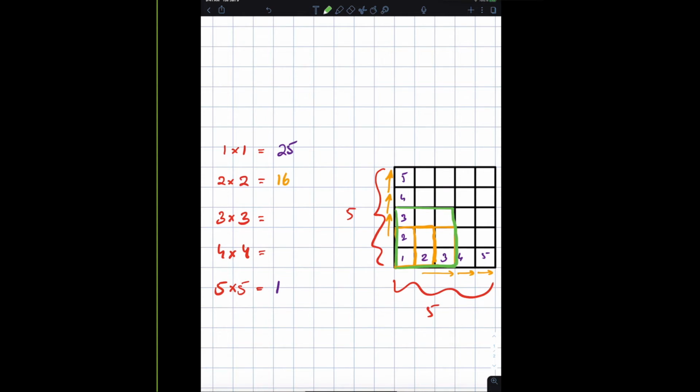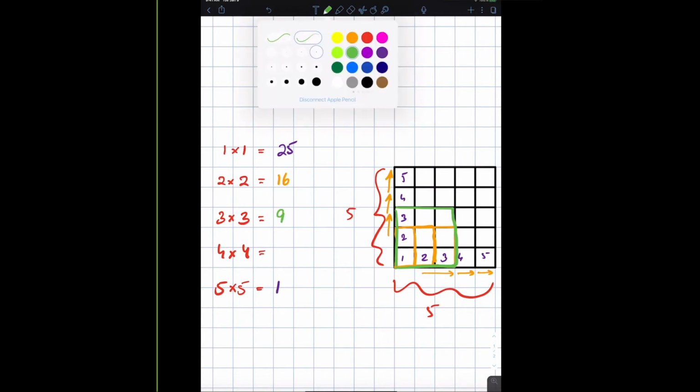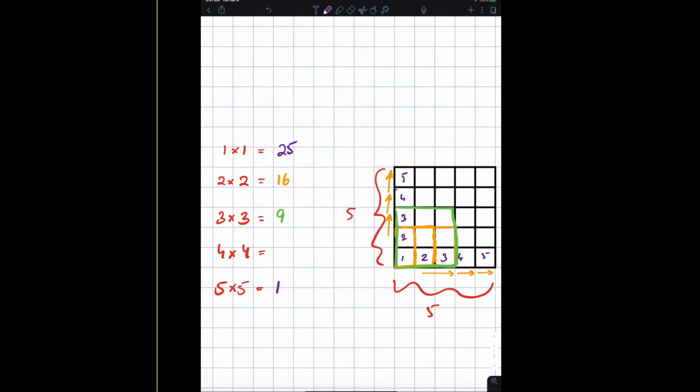So the total number of 3 by 3 squares is 3 times 3, which is 9. And for the 4 by 4, if you go ahead and draw a 4 by 4 square, you'll see that there are exactly two 4 by 4 squares along this length, and exactly 2 along this length, and 2 times 2 is 4, so you will get exactly 4 4 by 4 squares.